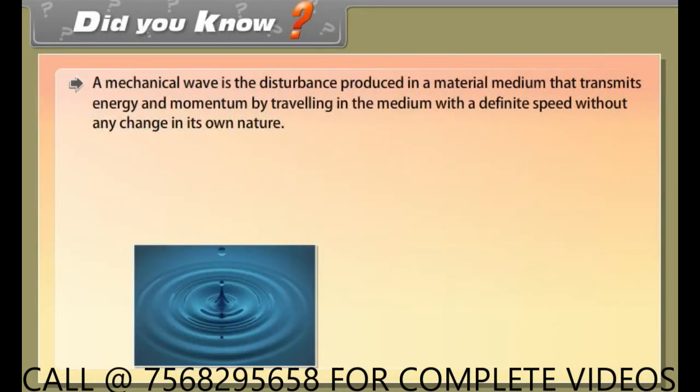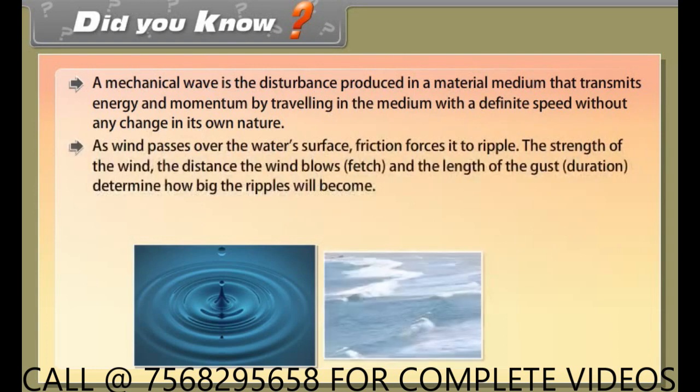Did you know? A mechanical wave is the disturbance produced in a material medium that transmits energy and momentum by traveling in the medium with a definite speed without any change in its own nature. As wind passes over the water's surface, friction force causes ripples. The strength of the wind, the distance the wind blows, that is fetch, and the length of the gust, that is duration, determines how big the ripples will become.